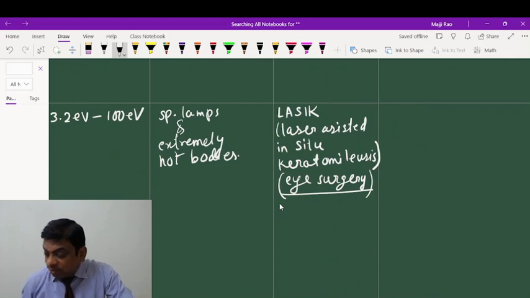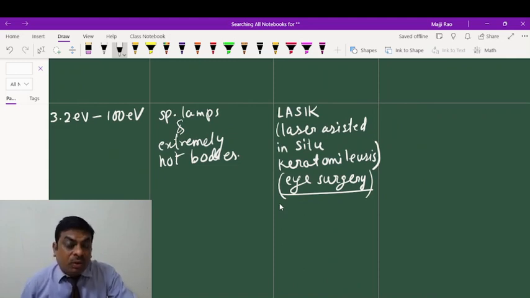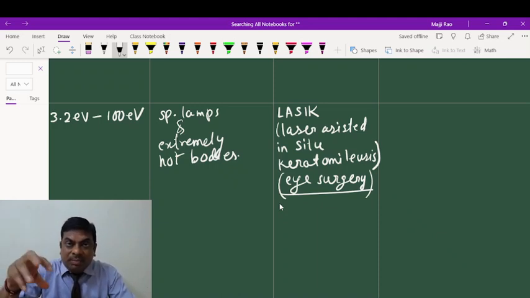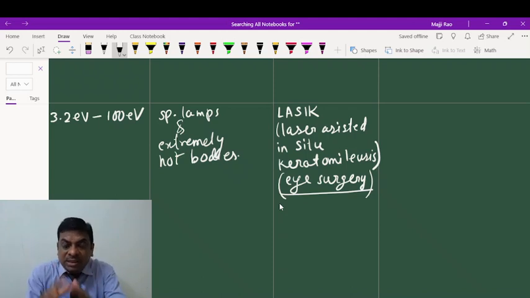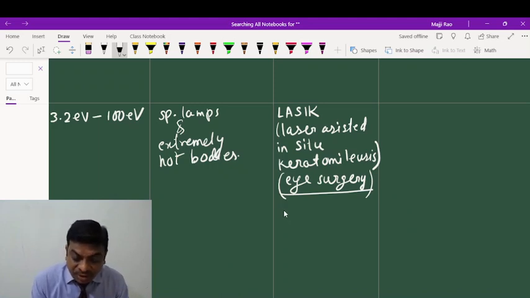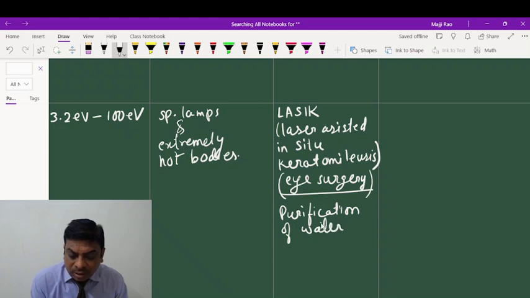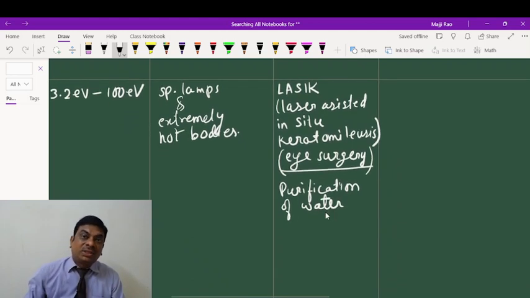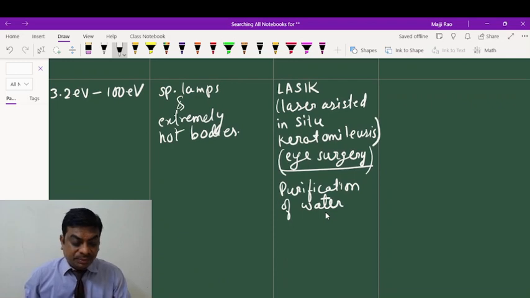Also, most of us have water purifiers or water filters in our house. There you can see a tiny ultraviolet lamp. This ultraviolet lamp emits ultraviolet radiation inside the water, and it tends to kill the germs there. So it is used in water purification. Almost all the water purifiers have this ultraviolet lamp.